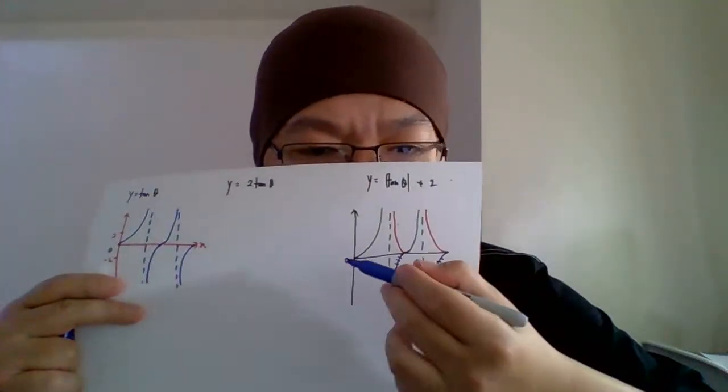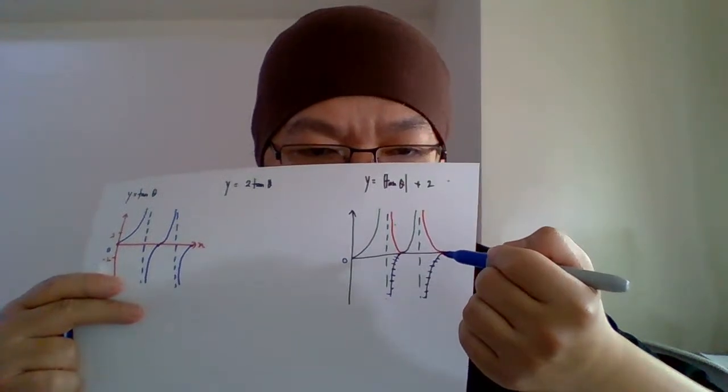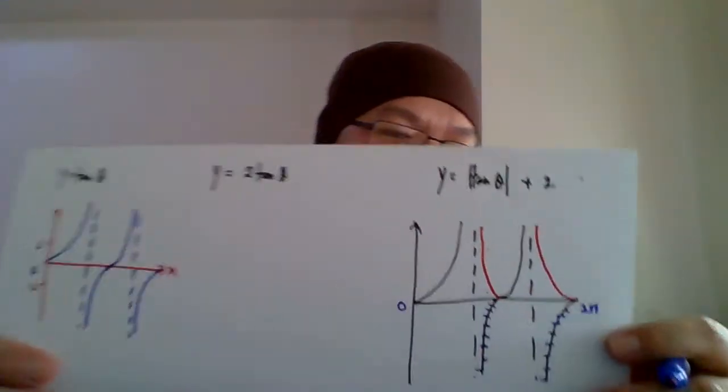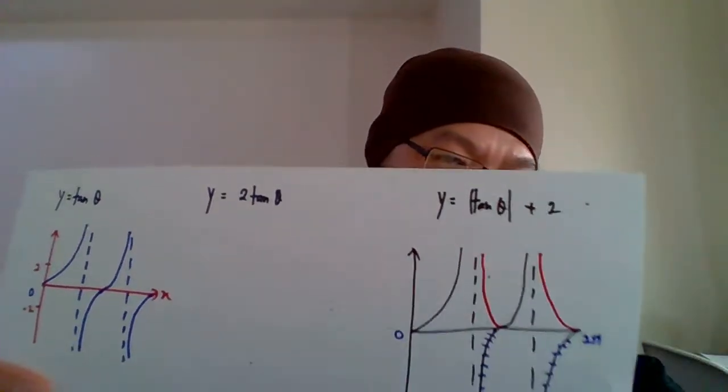Okay, so from 0 until 2 pi. From 0 until 2 pi here. This is your 2 pi. The end here. Okay, 2 pi. Okay guys, this is your modulus tangent theta.